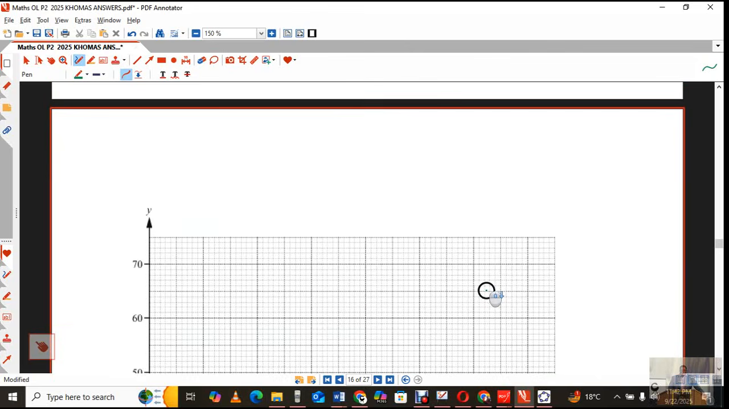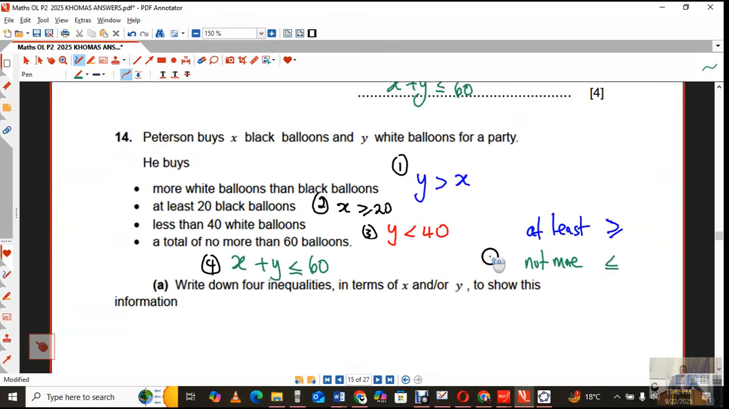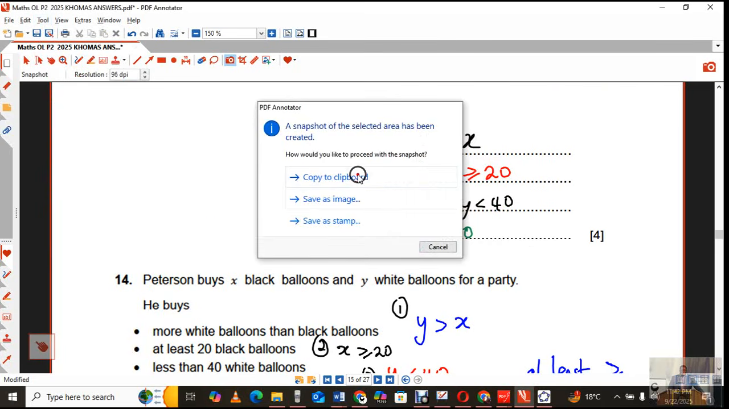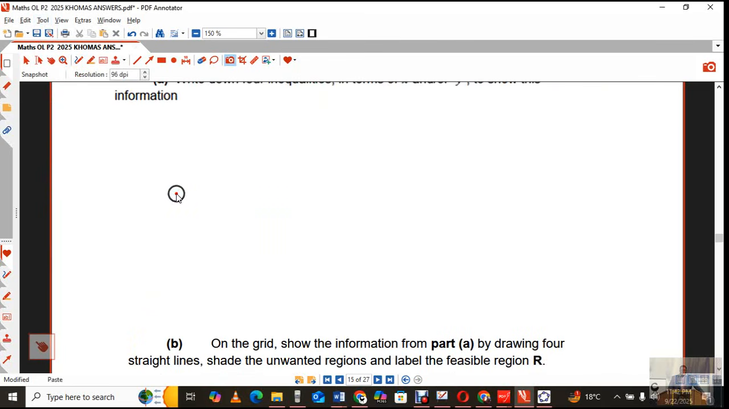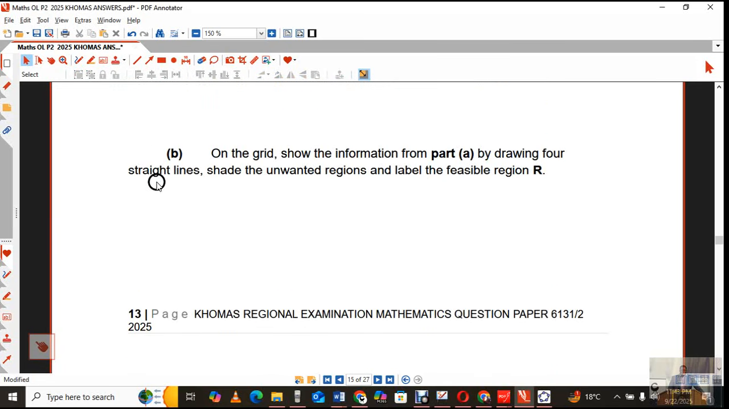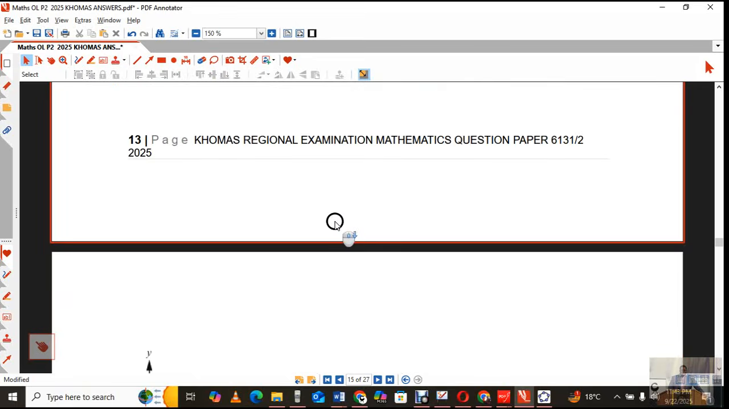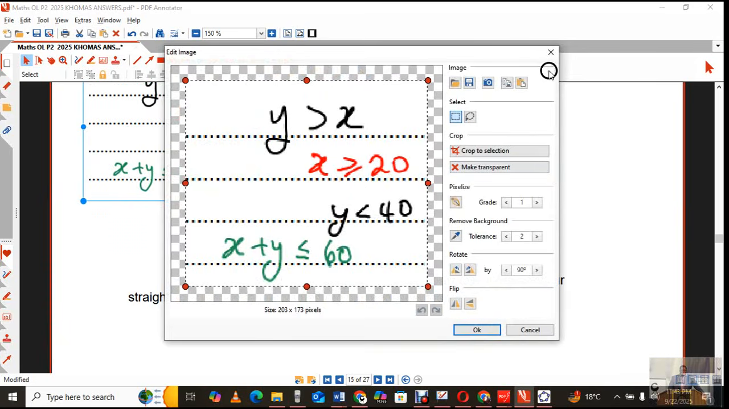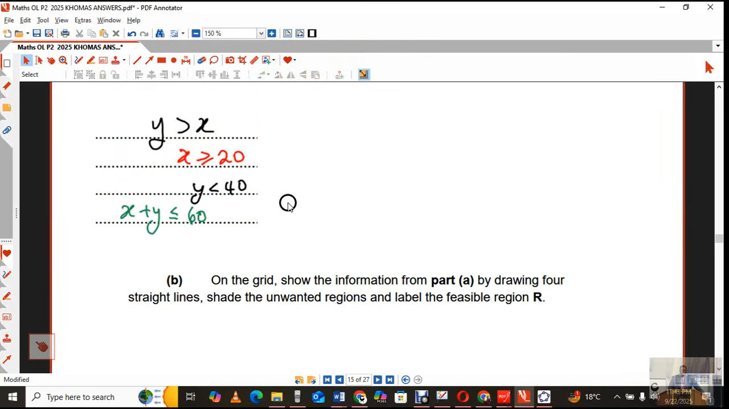Now, what is important when we come to this part? We will be drawing 4 lines. Just take a snapshot of those inequalities. I'm just going to get them over here. They say write down the final inequality, but I'm interested in part B. On the grid, show the information. What is important here, and I'm using this space, okay, so don't get confused. I am going to draw the lines. We are going to draw the lines.